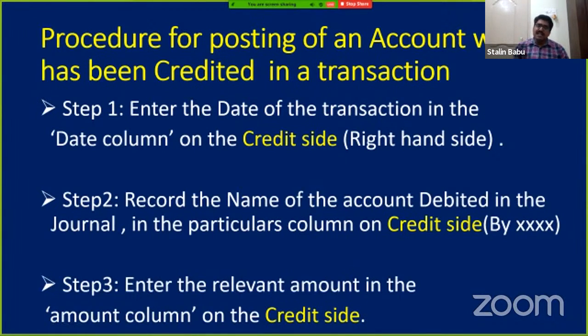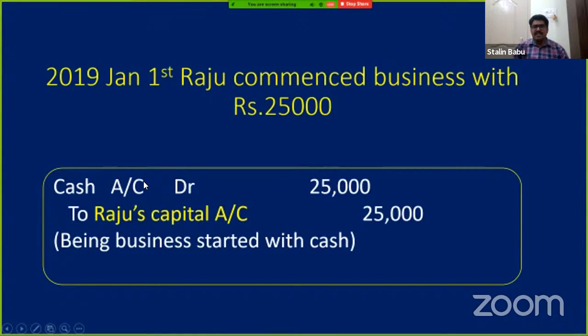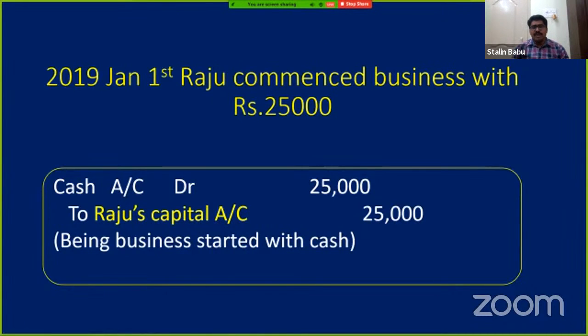We take the same example and post the credit transaction. Raju commenced business with 25,000. What is the journal entry? Cash account debit to Raju's capital account. Previously we prepared the cash account, that is the debit account. Now we are going to prepare Raju's capital account. Here Raju's capital account is credited, so we are preparing the account which is credited in the journal entry.